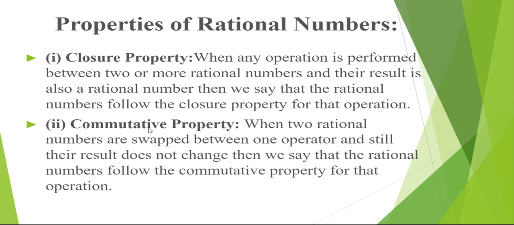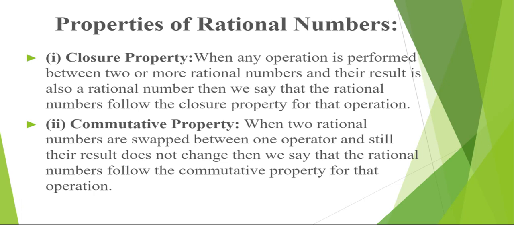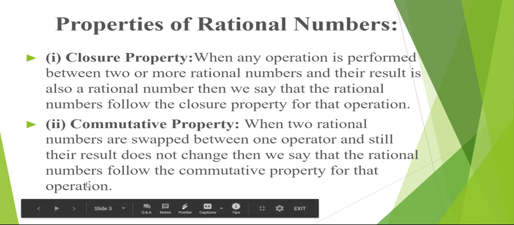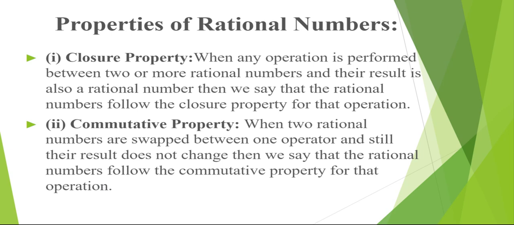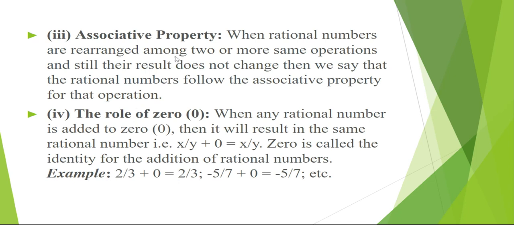Next we come to commutative property. When two rational numbers are swapped around an operator and still the result doesn't change, we say that rational numbers follow commutative property for that operation, or you can also say that commutativity holds for that particular operation. Next we come to associative property. Associative property holds when rational numbers are regrouped between some operations and still the result remains the same. We can also say that associativity holds for that particular operation.